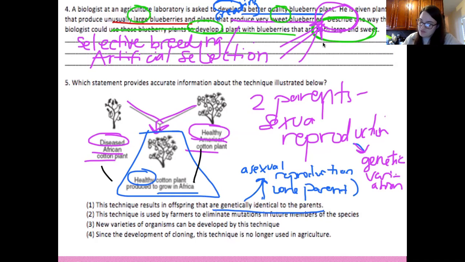Number 2, this technique is used by farmers to eliminate mutations in future members of the species. Can we prevent mutations from happening? Is that something that we have the technology to do yet? Maybe, but in this example, I don't think it's relevant. There's nothing in this passage or in this question that's talking about mutations in future species or in future members of the species. So I'm going to put a maybe there, but I'm not convinced that that's our answer. Number 3, new varieties of organisms can be developed by this technique. All right, so we're talking about new varieties developed by this technique. I like the direction that that's heading in, but we'll come back to it.